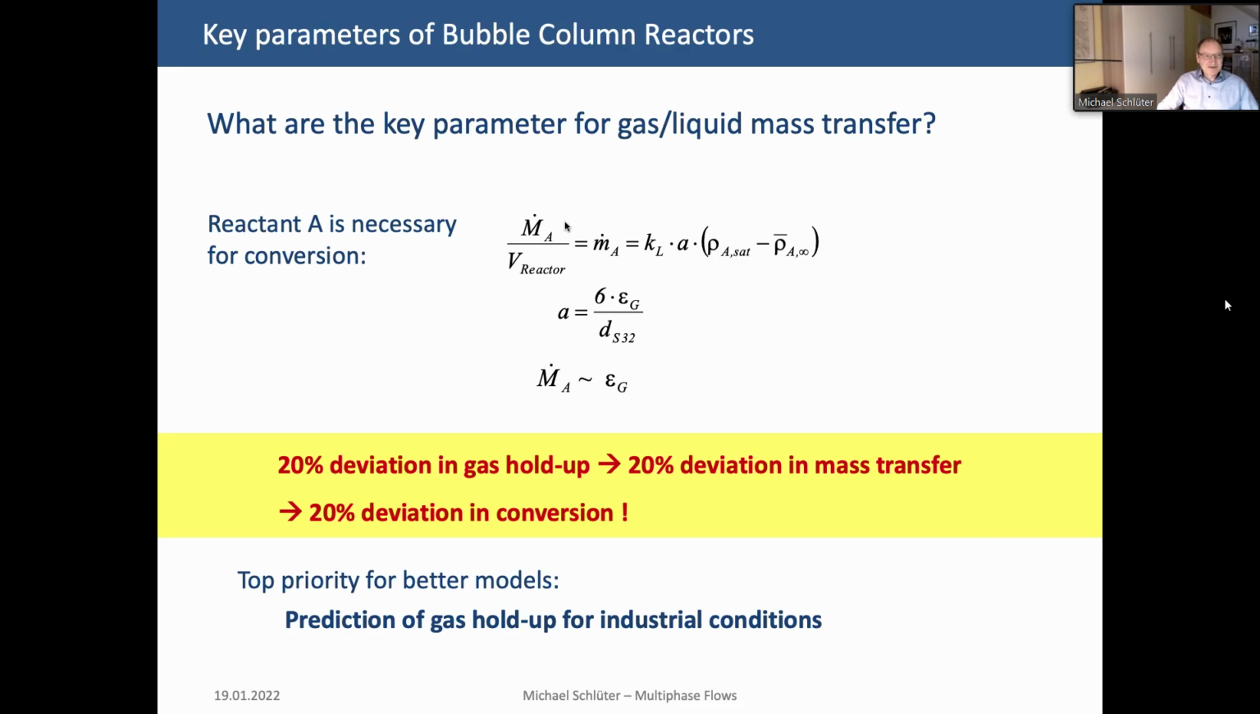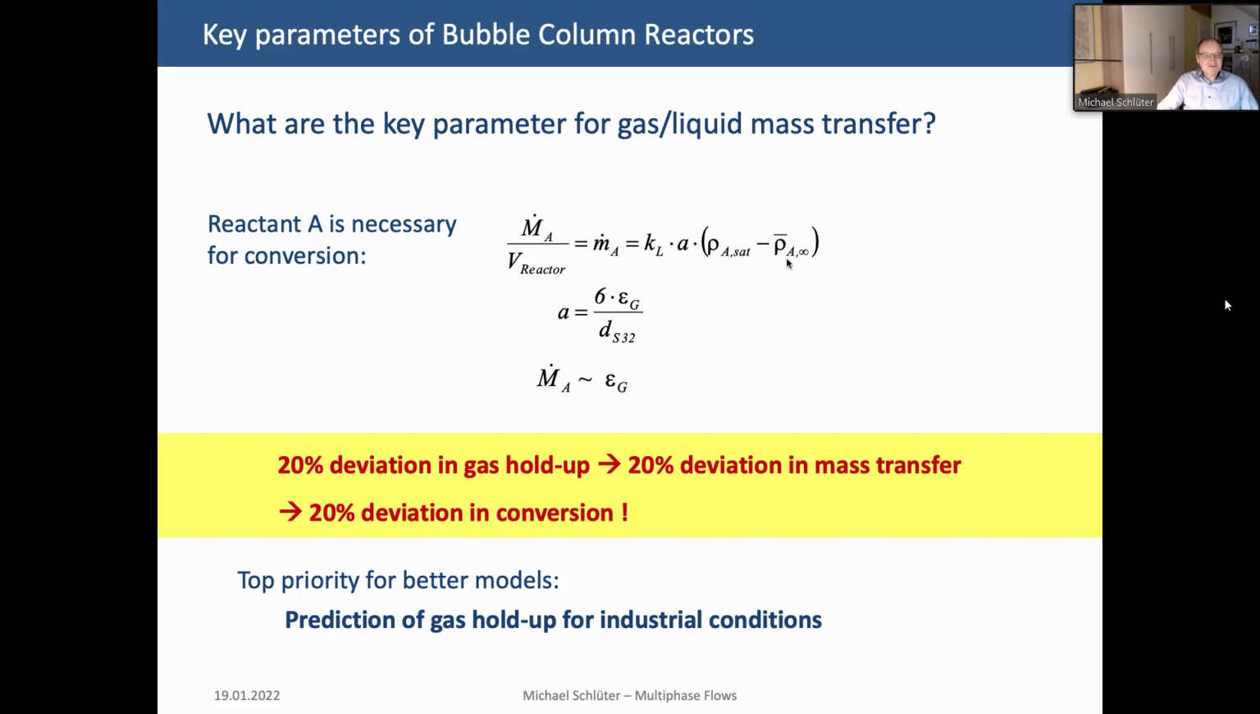So what are the key parameters for gas-liquid mass transfer? Of course, it's the interfacial area. Here we see the equation once again for that. We have the mass that is transferred per reactor volume. And you remember we already had this equation several times. So the volume-specific mass transfer, small m dot, is the mass transfer coefficient multiplied by the interfacial area multiplied by the concentration difference. So this is a saturation concentration.